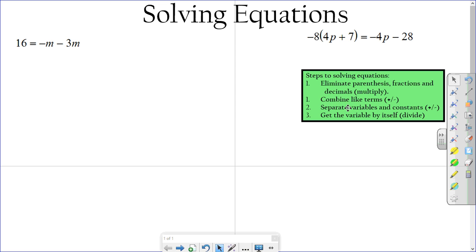Number 3 is separate variables and constants, and you're going to do that by adding and subtracting. And number 4 is get the variable by itself, and you're going to do that by dividing.